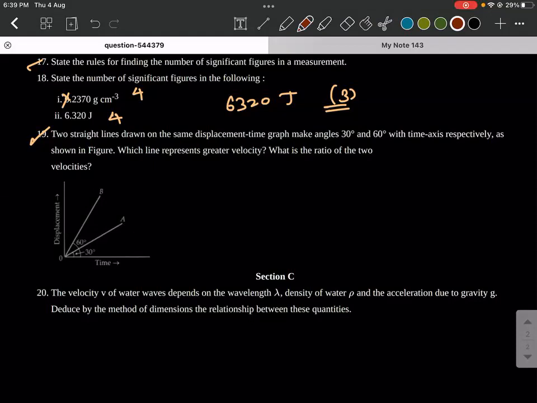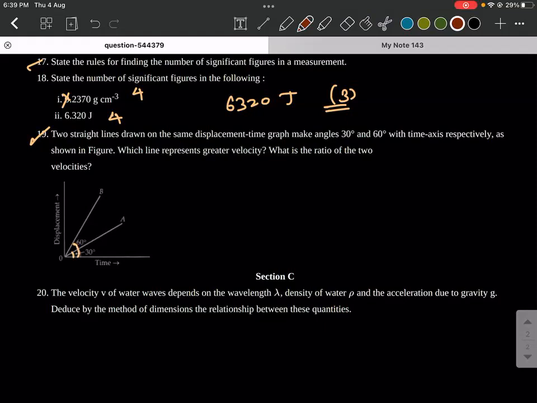So slope of a displacement time graph is velocity. And if angles are given, what is slope? Tan. What did you write? Tan theta. What is that theta? Theta is the angle made by the line with the x-axis. Now what angles are given? The same angles again, 30 degrees and 60 degrees.